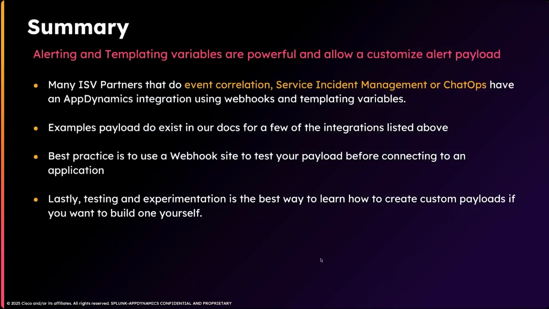So in summary, alerting and templating variables are very powerful and allow you to customize an alerting payload, as we just saw with PagerDuty and Slack. Many ISV partners that do event correlation, service incident management, or chat ops have an AppDynamics integration built using webhooks and templating variables. And everyone's going to be custom. Every vendor is going to have a different looking payload for their integration, and sometimes it's specific to the product. It may have specific things in there.